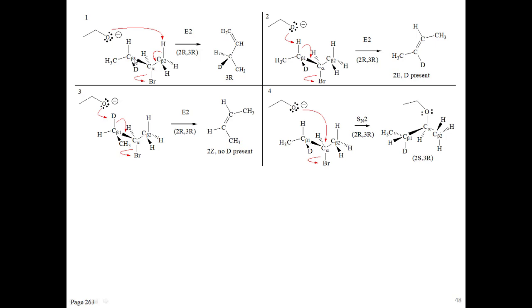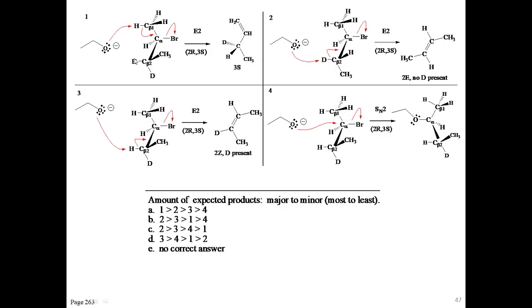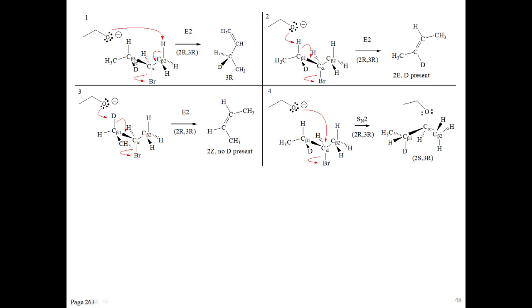So if we kind of look back to the previous one, remember in the previous one, what did we say for the molecule that had lost D? Here we have 2Z with no D. If we go back, here we have 2E with no D because we changed the stereochemistry. So that's a tricky little thing that you have to watch for.